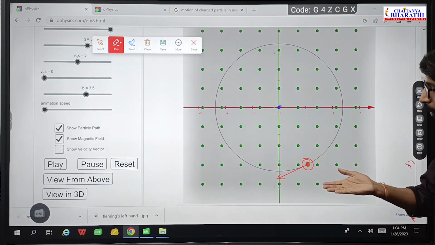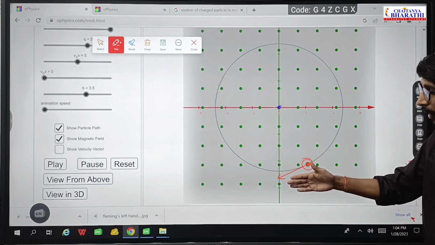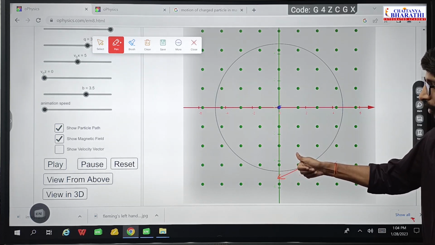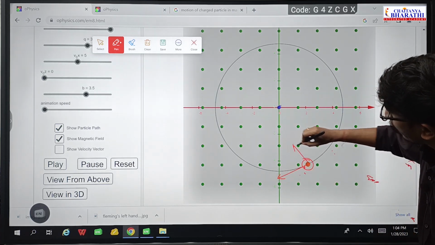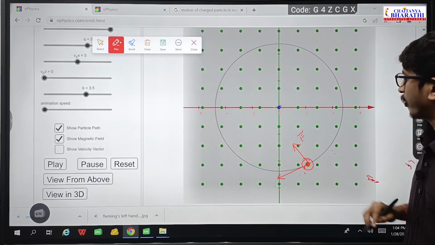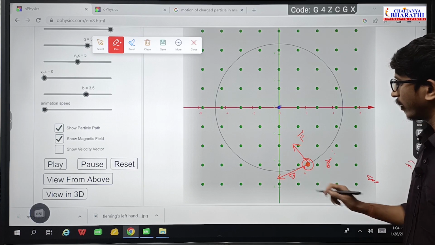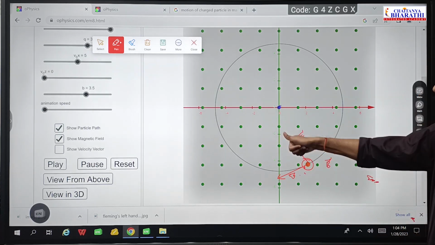Or else we can even apply the right hand rule. If the velocity of the particle is in this direction and the magnetic field is in this direction, the force vector could be in this direction. This B bar is outward, and this is the velocity vector. So automatically, the force vector could be in this direction.